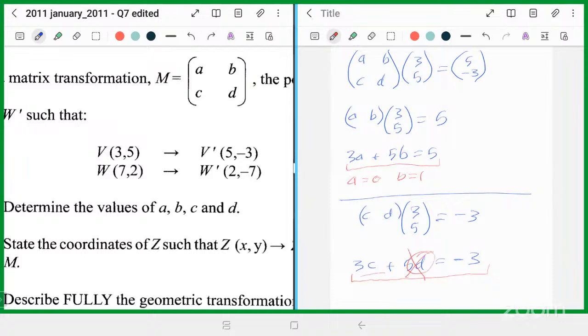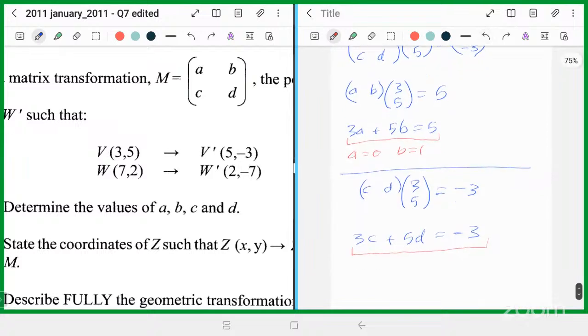And if the 3C equals -3, then what is the C? -1. Simple. Keep it simple, not complicating it. So in this case, the C equals -1 and the D equals 0. See that? And we want to know what matrix it is.